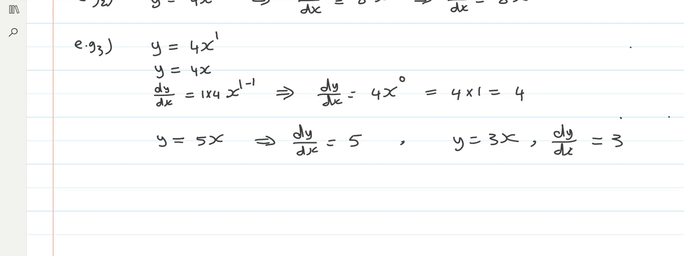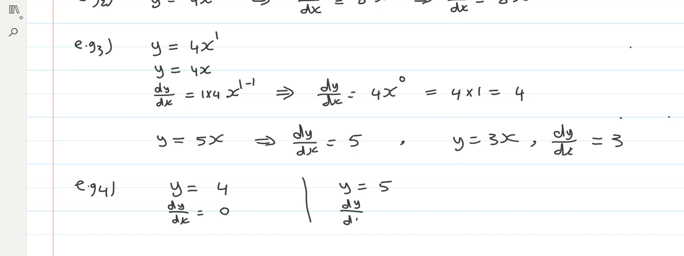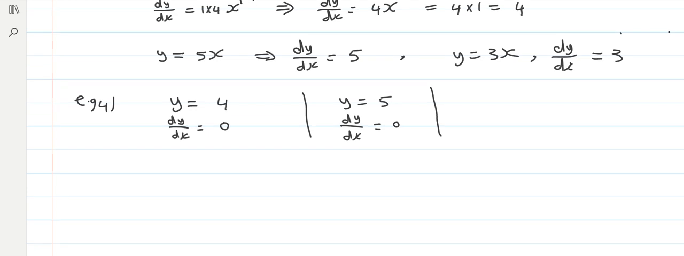Let's go through another example. If we just have a number by itself, first I'm going to answer it, then I will show you the steps how you get this answer. So if you have a number by itself, if you want to differentiate it, the answer is 0. Okay. The answer will be 0. Okay. Now I'm going to show you where the 0 come from.